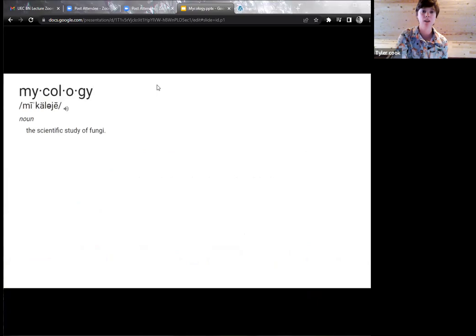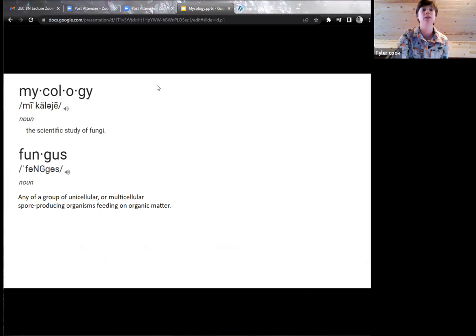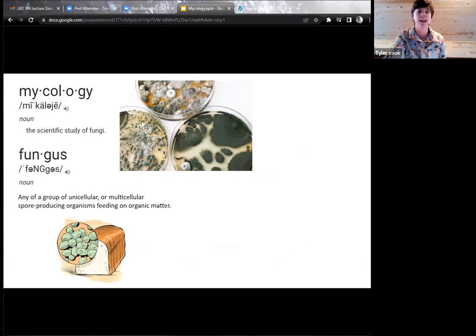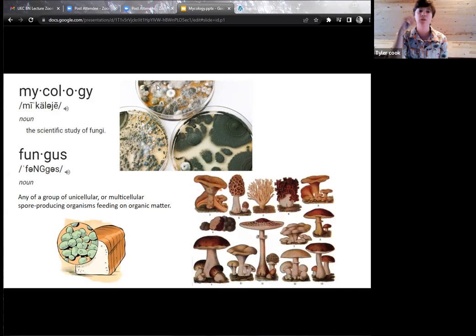So to start off, mycology, just as a quick definition, is the branch of biology concerned with the study of fungi. And fungi can be defined as a group of any unicellular or multicellular spore-producing organisms that feed on organic matter. And I guess, speaking on behalf of fungi, I would say that it is one of the most overlooked and misrepresented organisms in the web of life.